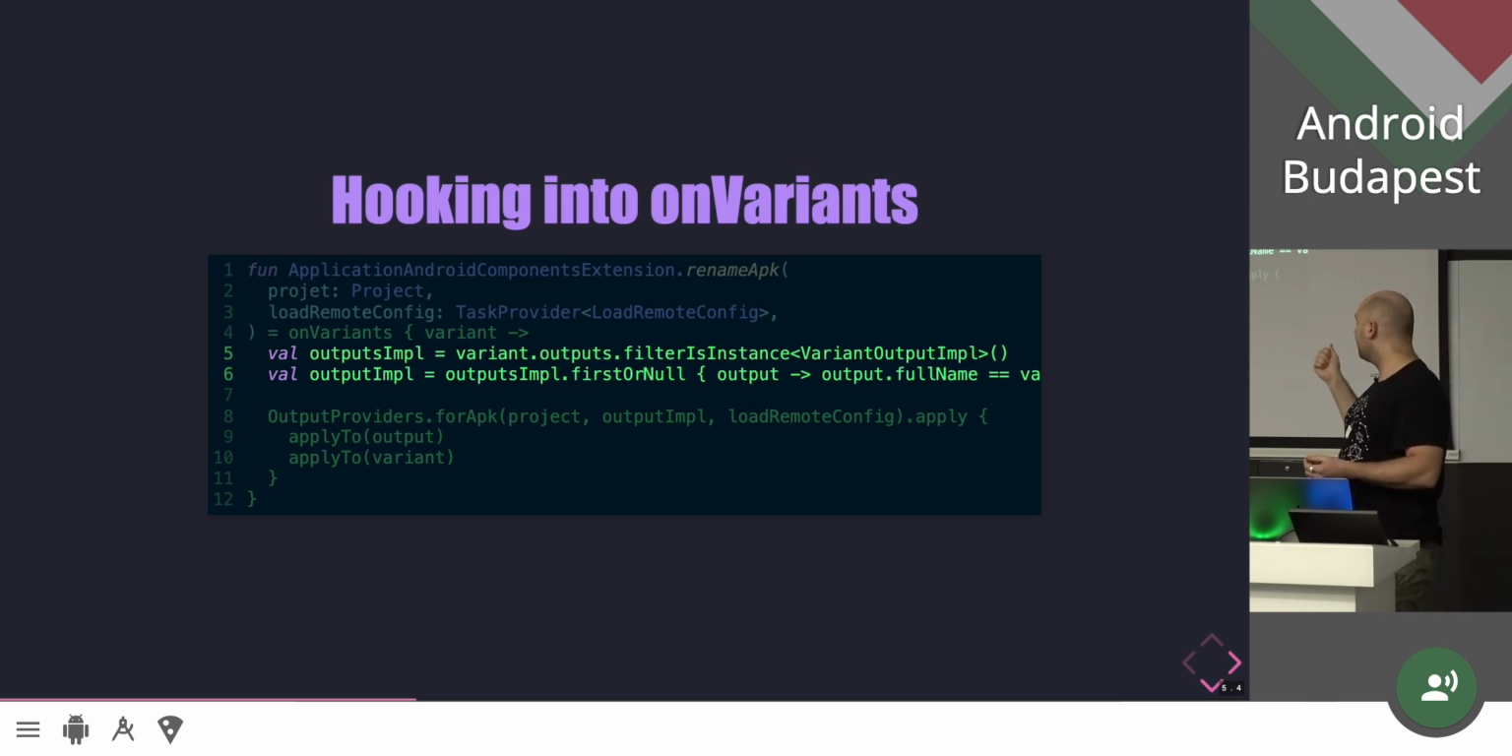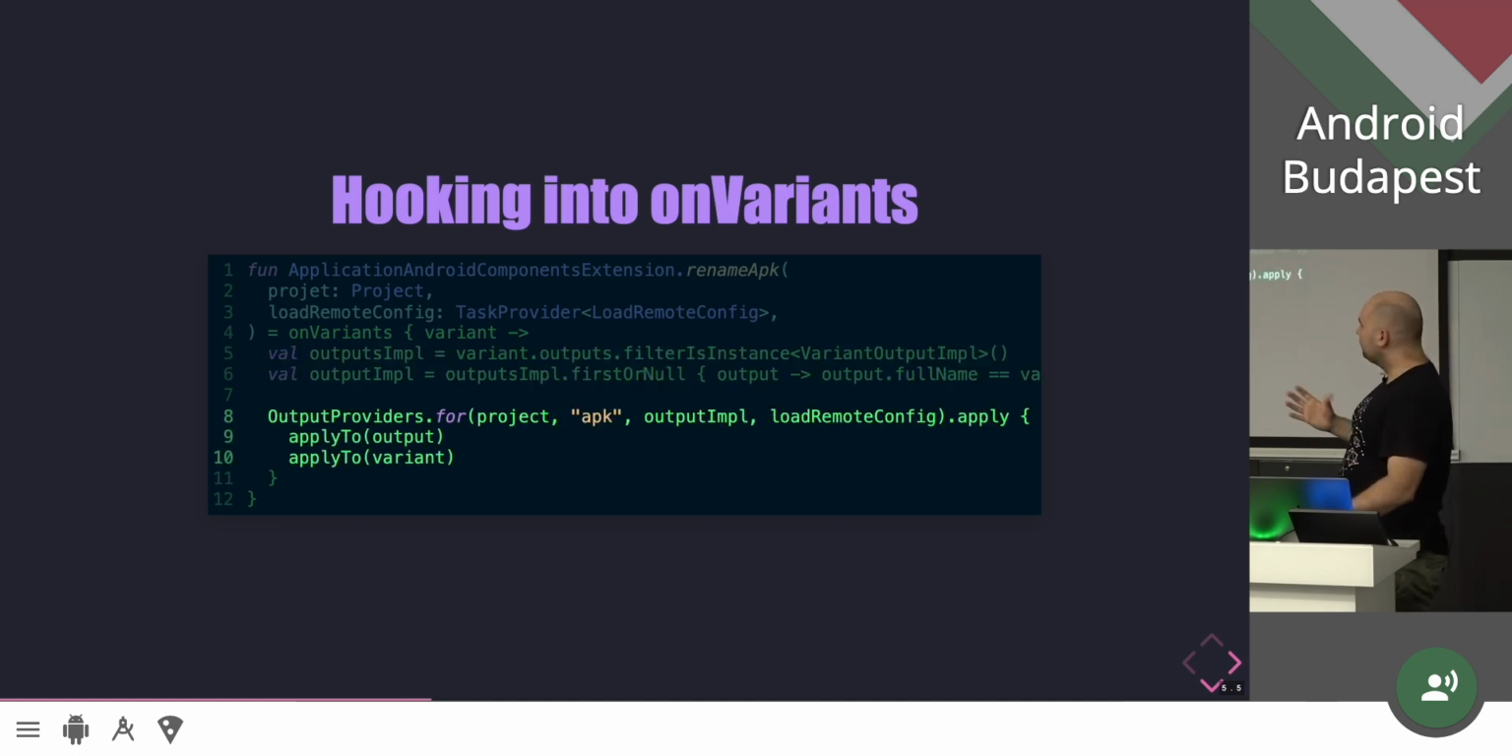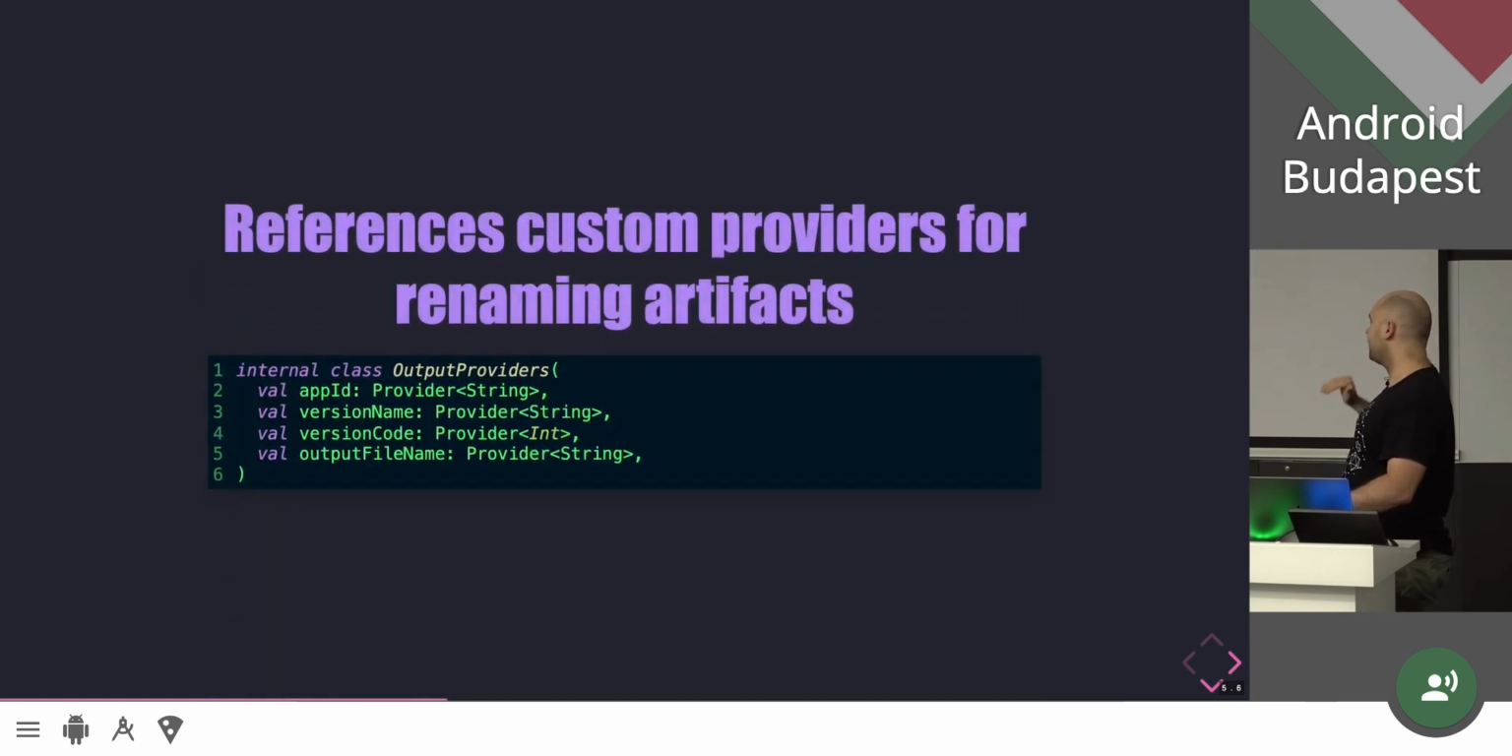But the variant output implementation actually exposes the file name, the provider to the file name. So we will hook our custom provider there. And the Android Gradle Plugin will make sure that it will produce an APK renamed to our pattern. Output providers is a custom class. Its main purpose is to be instantiated with necessary providers, and then we pass its configuration to either output and variant. This will come shortly.